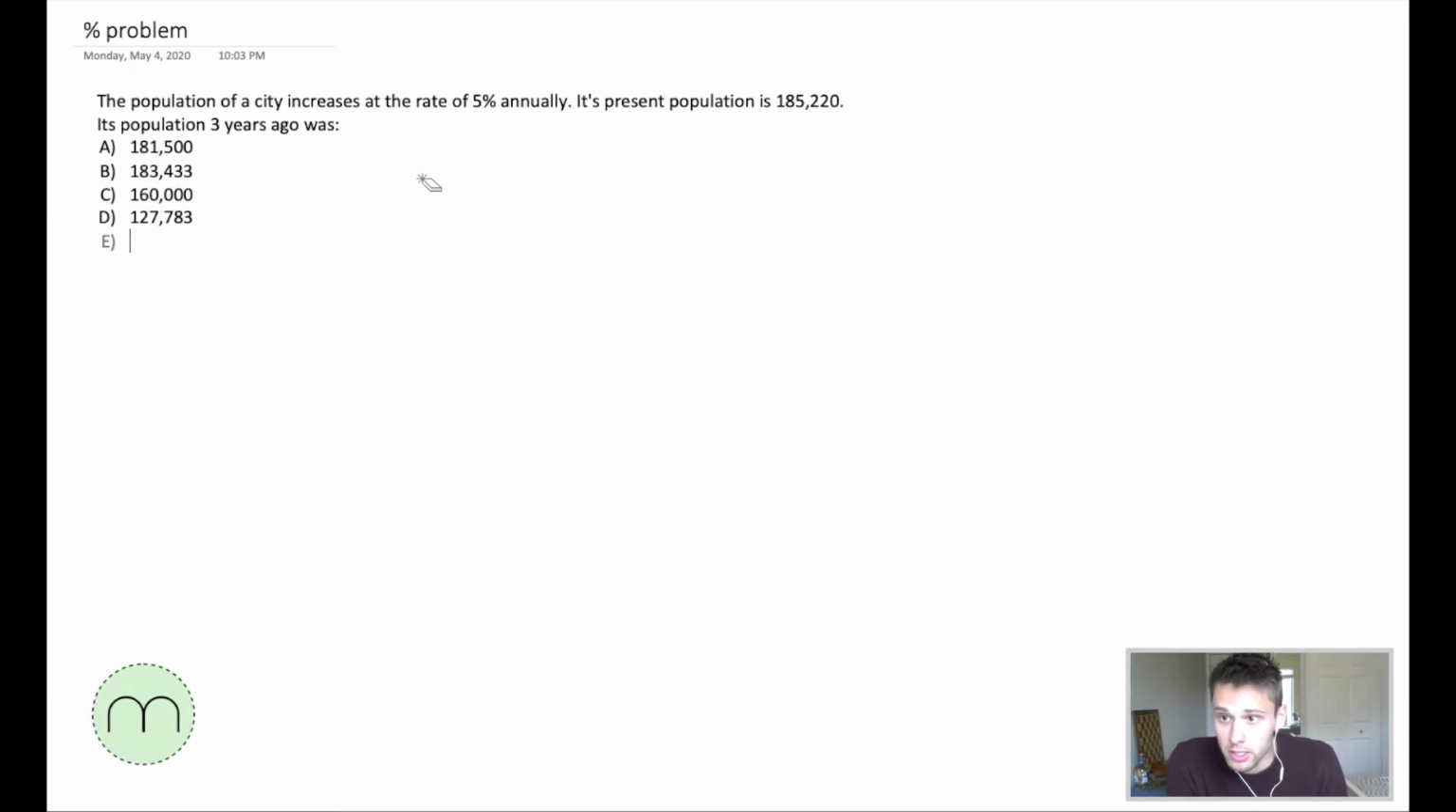So the way to correctly solve this problem is you have to first write out, okay, what is the population now? And we know that it's 185,220. And then we're going to ask, okay, what was the population 1 year ago? What was the population 2 years ago? And the population 3 years ago. So let's assume the population 3 years ago was x, and x is the number that we're looking for.